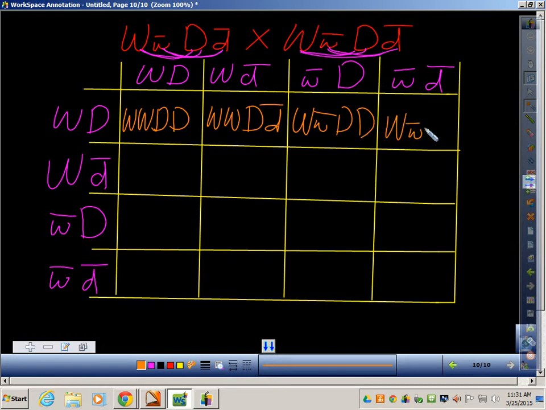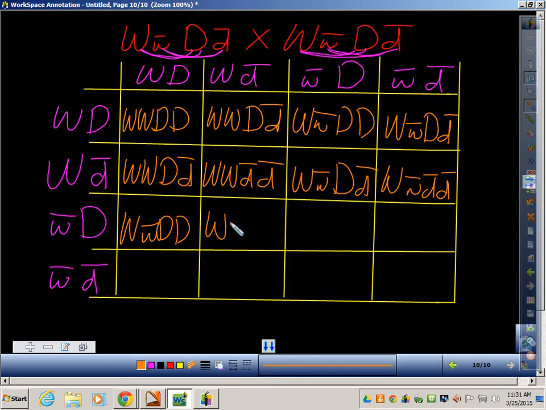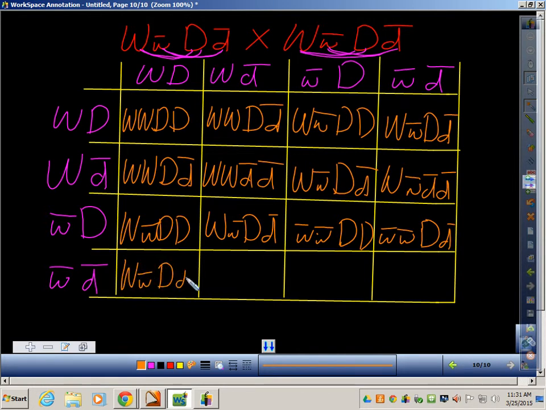Big W, little w, big D, big D. Big W, big W, big D, little d. Big W, big W, little d, little d. Big W, little w, big D, little d. Big W, little d, little d. Big W, little w, big D, big D. Big W, big D, little d. Little w, big D, big D. Little w, big D, little d. You guys understand why I make the lines over my little ones now? Big W, big D, little d, big W, little d, little w, big D, little d, and little.